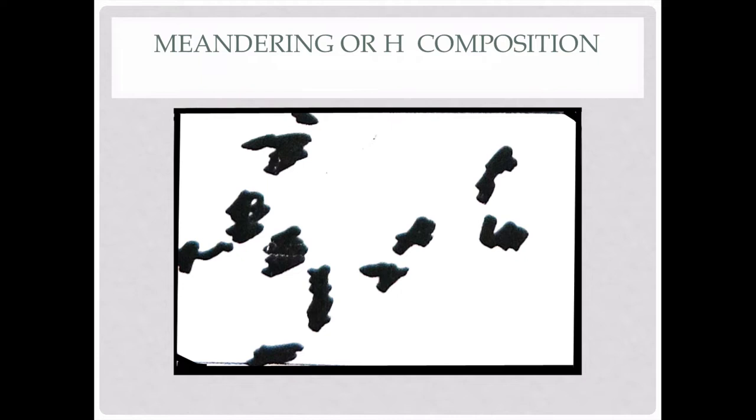Now, keep in mind, you know how I'm always focusing on the focal point? Well, where the two diagonal lines meet, or diagonal elements, they're not really lines because they're all broken up, then you get that focal point area.